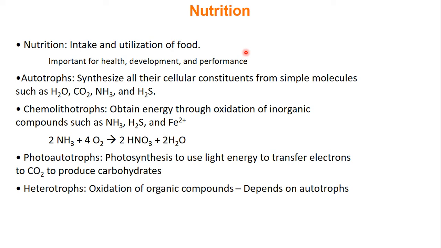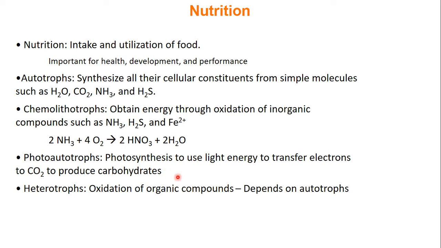So this idea of nutrition is important for health, development, and performance. And how you get this nutrition, you will be classified by how you get your energy or nutrition. So autotrophs, all of their cellular constituents are made from simple molecules such as water, carbon dioxide, NH3, or H2S. Chemolithotrophs, they get their energy through the oxidation of inorganic compounds such as NH3, H2S, and iron. So here we have NH3 and oxygen interacting to make HNO3 and H2O. This process can give a chemolithotroph energy.